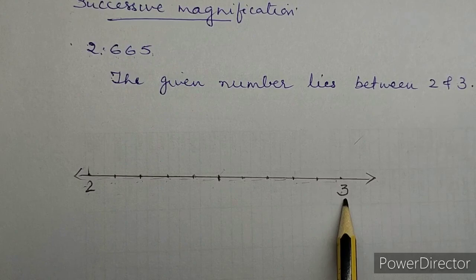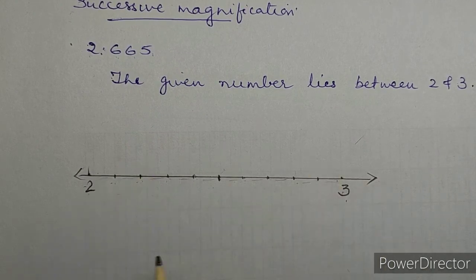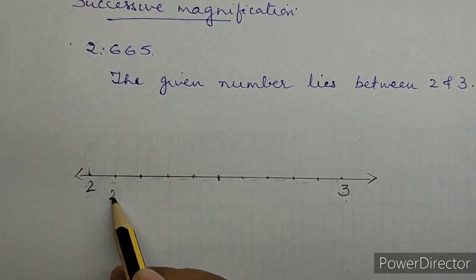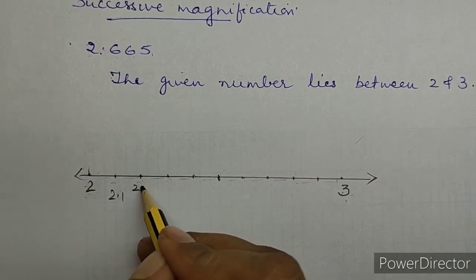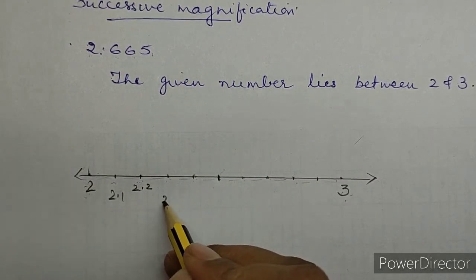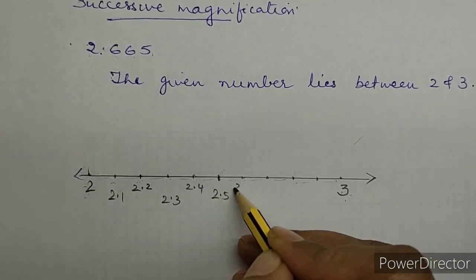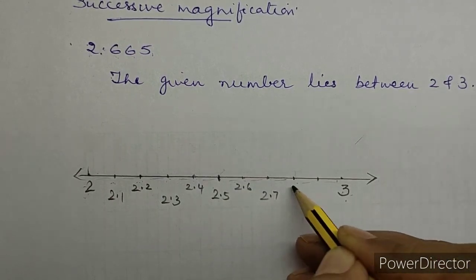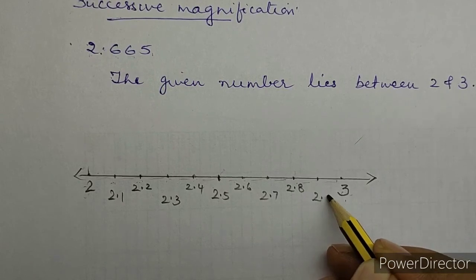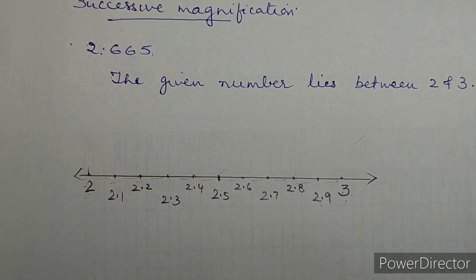The small 1 centimeter between 2 and 3 on the scale I have magnified here, and it shows 10 parts, each one a millimeter. Now you can mark it. First one will be 2.1, second 2.2, third 2.3, like that 2.4, the middle one 2.5, 2.6, 2.7, 2.8, 2.9 and next will be 3. This is the magnified form of the number line between 2 and 3.